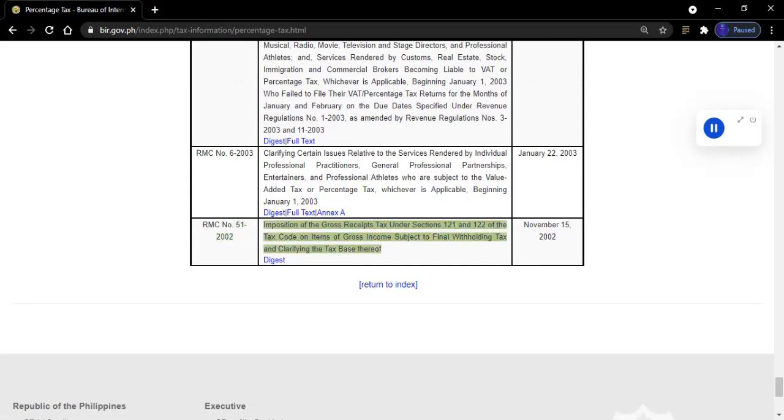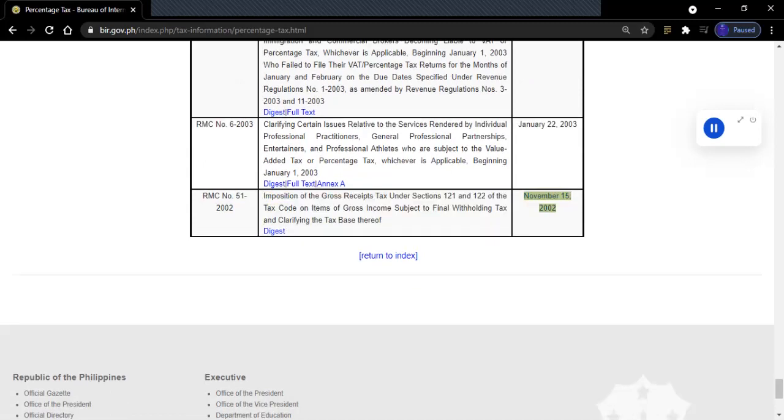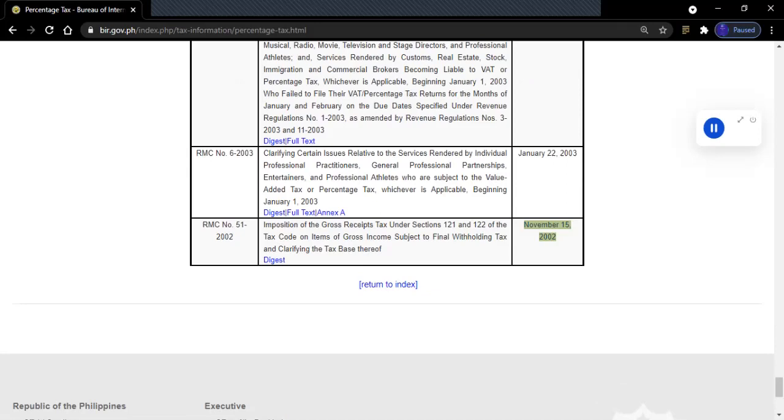RMC No. 51-2002. Imposition of the gross receipts tax under Sections 121 and 122 of the Tax Code on items of gross income subject to final withholding tax and clarifying the tax base thereof. Digest. November 15, 2002. Return to index.